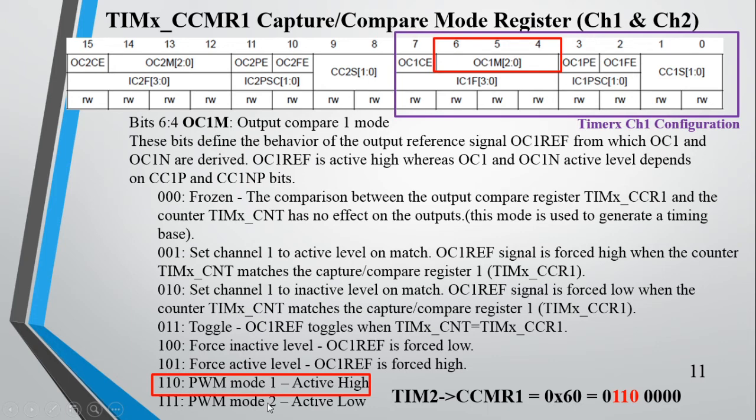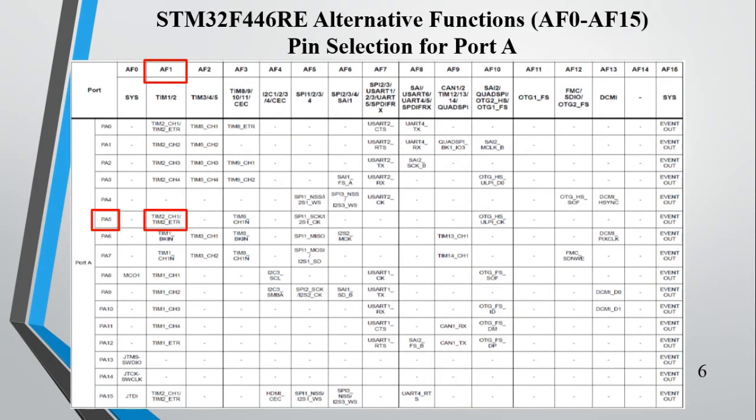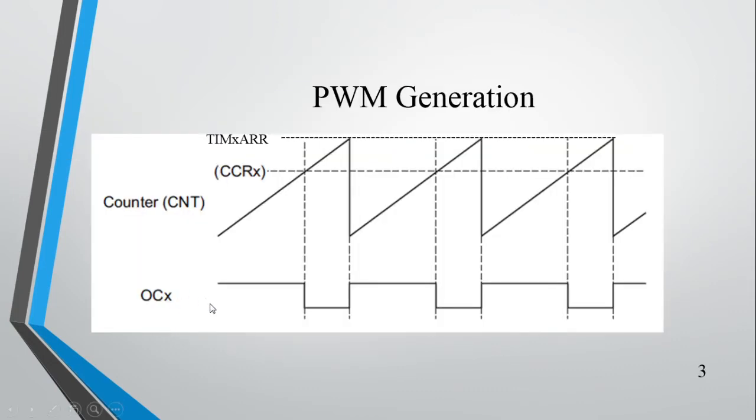PWM mode 1 and PWM mode 2 are almost the same. The only difference is that if we configure PWM mode 1, before the start of the PWM the pin will be active high, or in logic 1 state. Logic 1 means that in the waveform you can see that before the start of the PWM the pin is in logic high. This is known as the active high state.